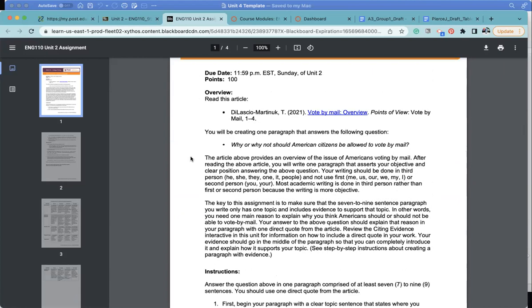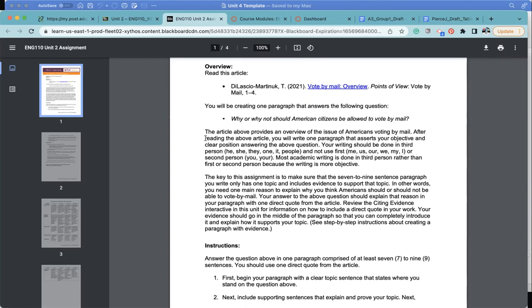You will be creating one paragraph that answers the question, why or why not should American citizens be allowed to vote by mail? The article above provides an overview of the issue of Americans voting by mail. After reading the above article, you will write one paragraph that asserts your objective and clear position answering the question above. Your writing should be done in third person. So you won't say, I think Americans should be allowed to vote. You'll just say Americans should be allowed to vote by mail, or Americans should not be allowed to vote by mail.